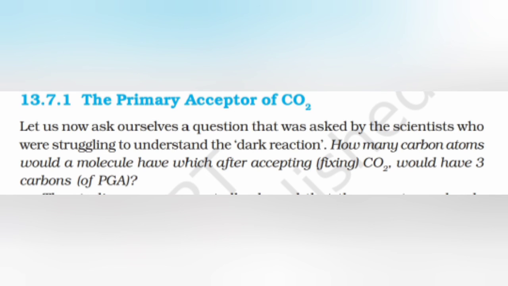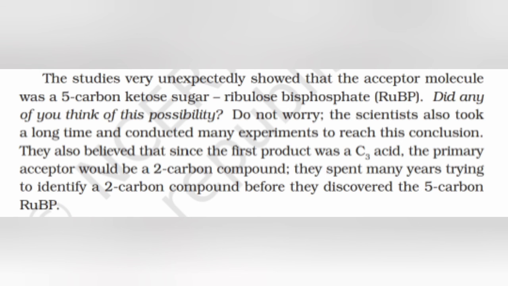What is the primary acceptor of carbon dioxide? Let us now ask ourselves a question that was asked by scientists who were struggling to understand the dark reaction. How many carbon atoms would a molecule have which, after accepting CO2, would give the 3 carbons of PGA? The studies very unexpectedly showed that the acceptor molecule was a 5-carbon ketose sugar, ribulose bisphosphate.